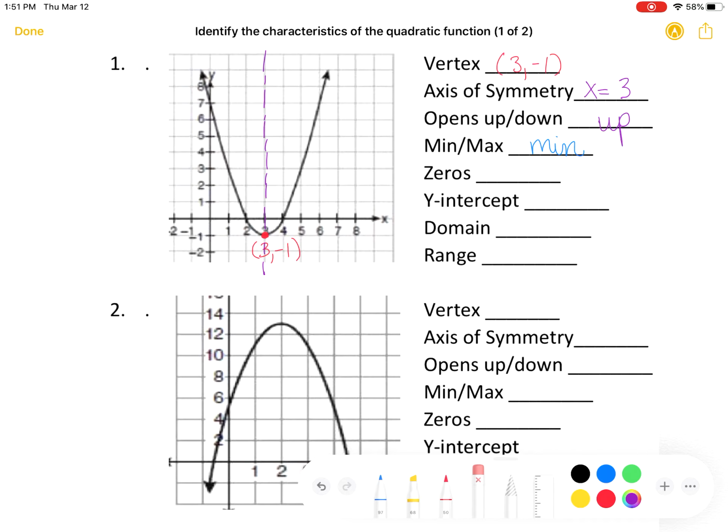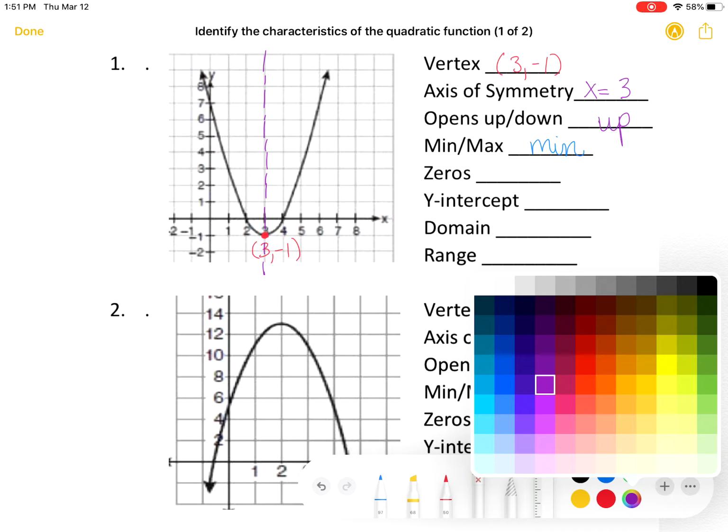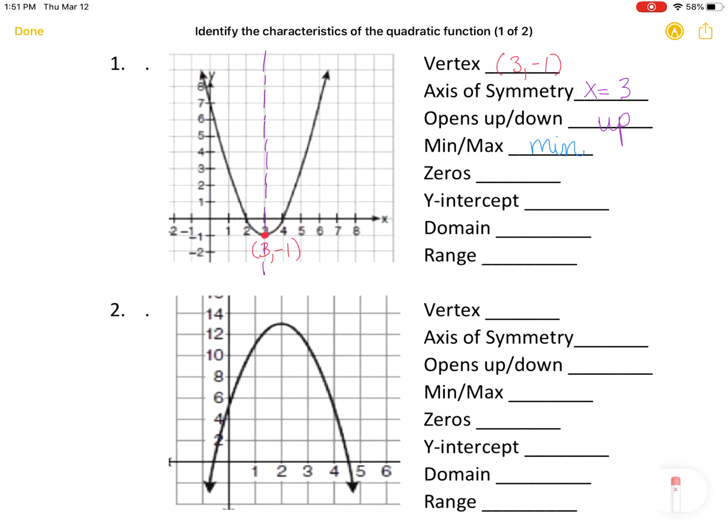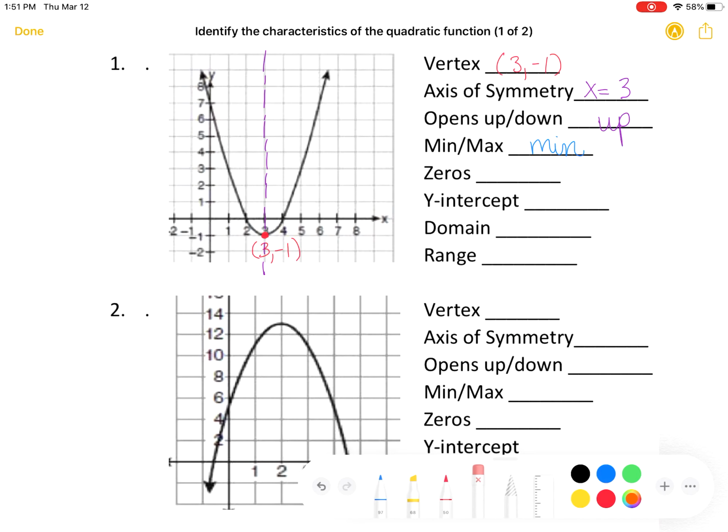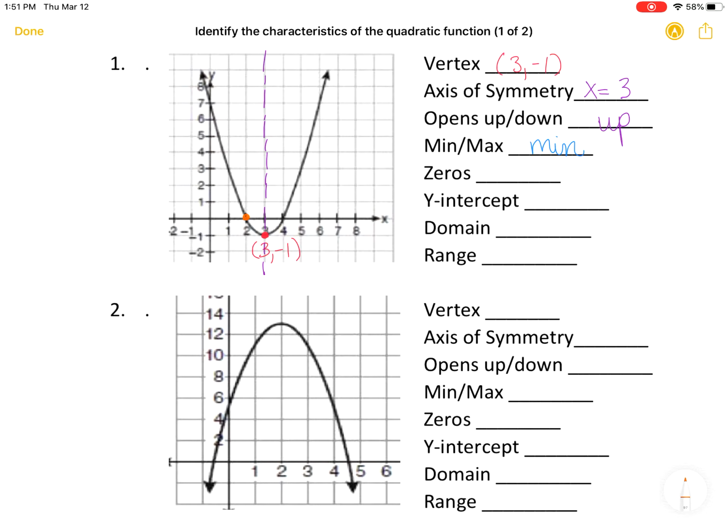All right, let's look at this next one. It asks for the zeros. Remember that the zeros are the x-intercepts. So where does it cross the x-axis? That crosses here at 2 and here at 4. I'm going to list those zeros as x, y points. So that's (2, 0) and (4, 0).